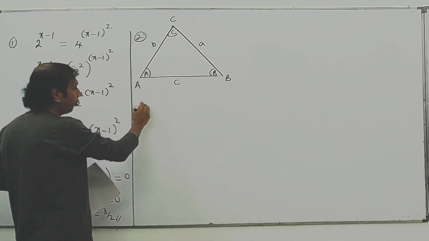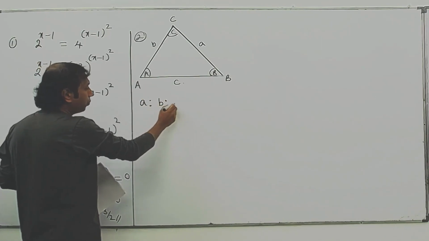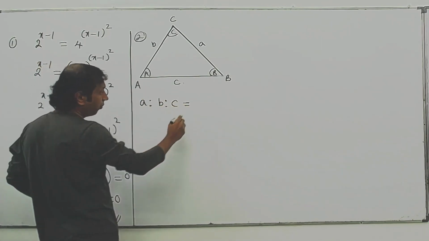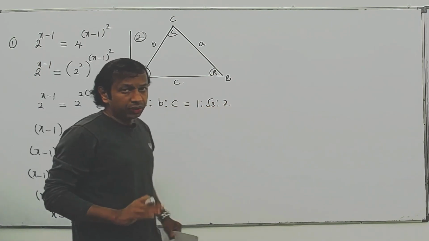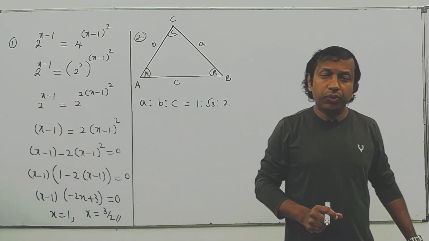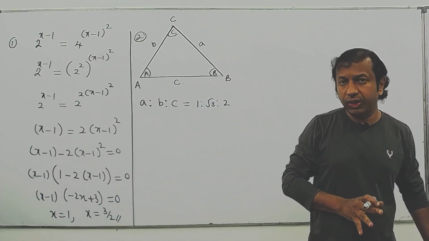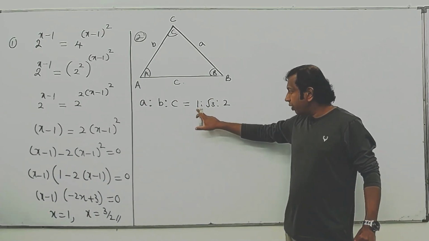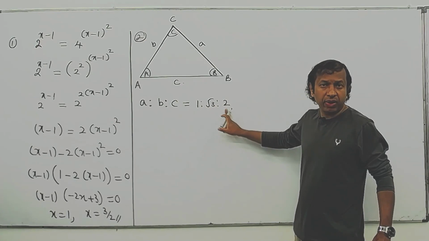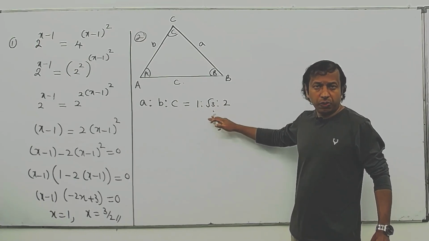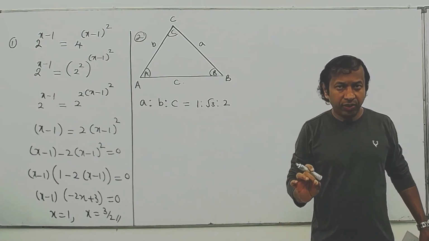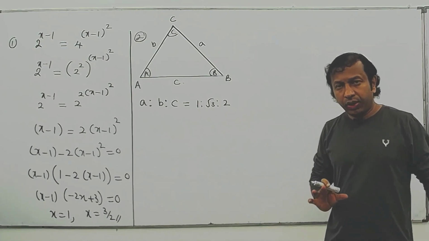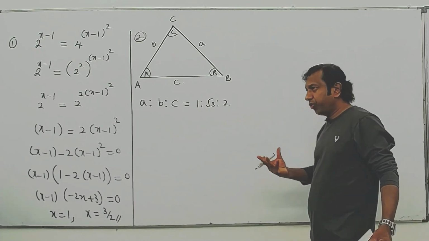Now this a is to b is to c is only given as 1 is to root 3 is to 2. The ratio is given to us. In order to find the actual length of the sides, each figure 1, root 3 and 2 should be multiplied by another constant. Understood? The ratio figures don't give the actual values. To get the actual values, the ratio figures should be multiplied by the same value.